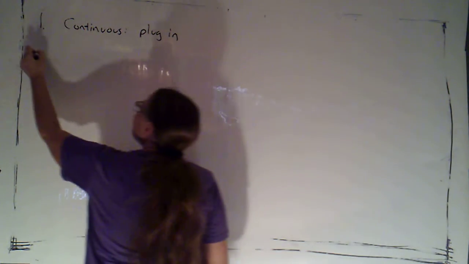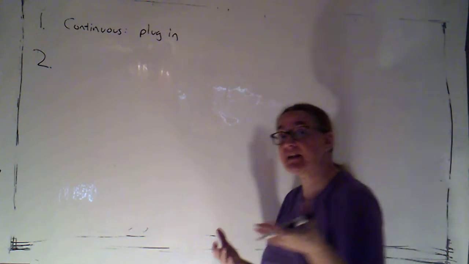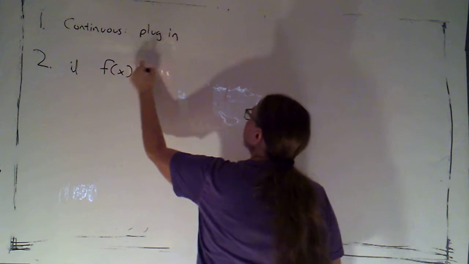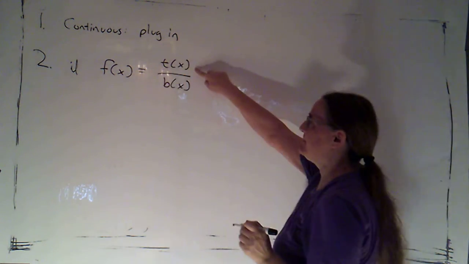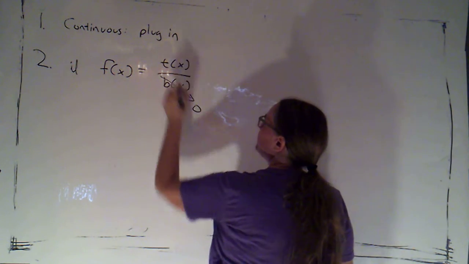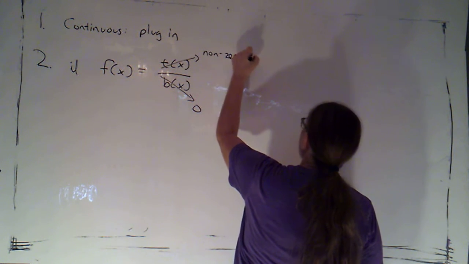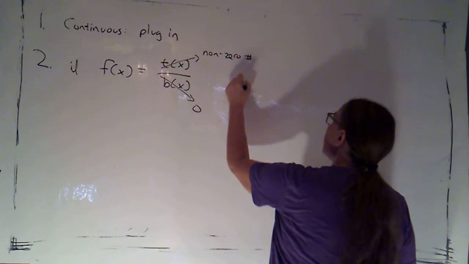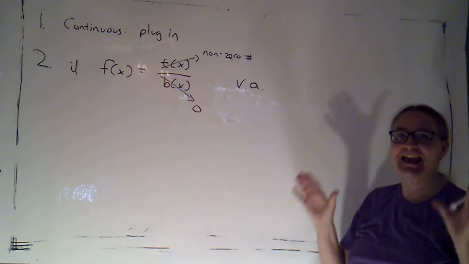All right. The second technique that we have is actually going to be just a review of something we learned in the last section. And that's if f of x is a fraction. So I'm just going to write it as t of x over b of x, t for top, b for bottom. If the bottom goes to 0 and the top goes to any non-zero number, okay, if I have that situation, I know I'm going to have a vertical asymptote, which I'm abbreviating here as VA.